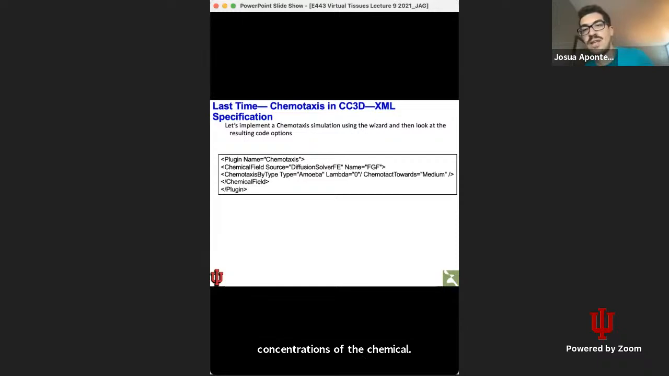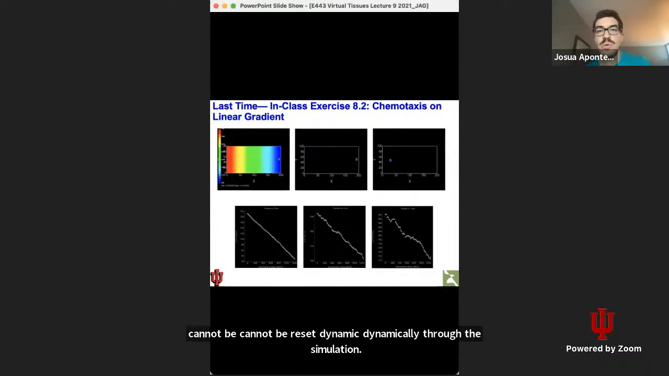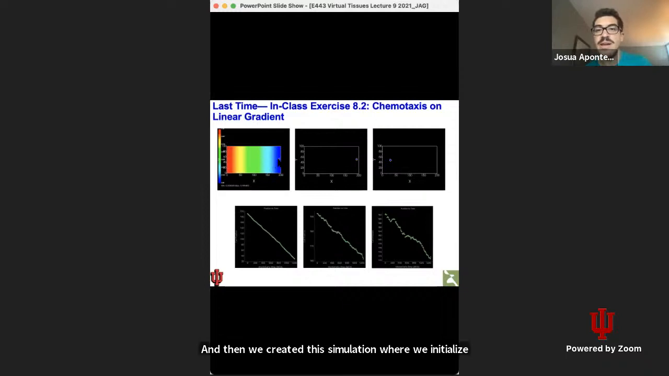We showed that there are two ways of specifying chemotaxis in CompuCell. One is doing it in XML, and the advantage of doing it in XML is that it's quite simple, but it gives you very little control over the chemotaxis. So the lambda chemotaxis cannot be reset dynamically through the simulation. Then we created the simulation where we initialize a cell in a linear gradient. And what we saw was that the speed of the cell was constant as the cell moved through this linear gradient.